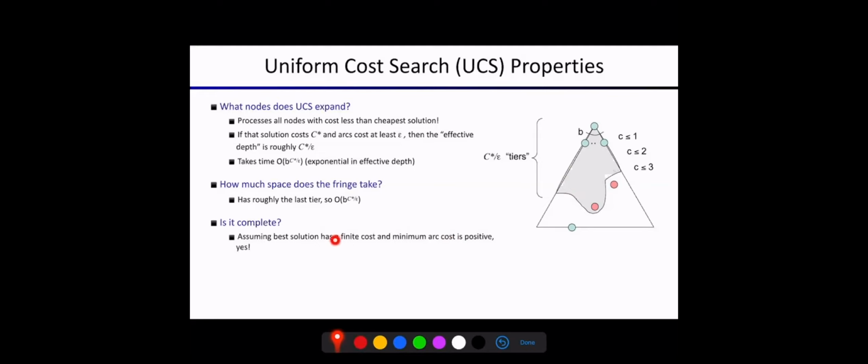And if you have no finite cost, if you turn to have infinite costs, then also you would never end. And so we need to keep these two conditions: a finite cost solution, and a minimum arc positive cost. Okay, is it optimal? Yes, and the mathematical proof will be made when we get to another algorithm called A star.